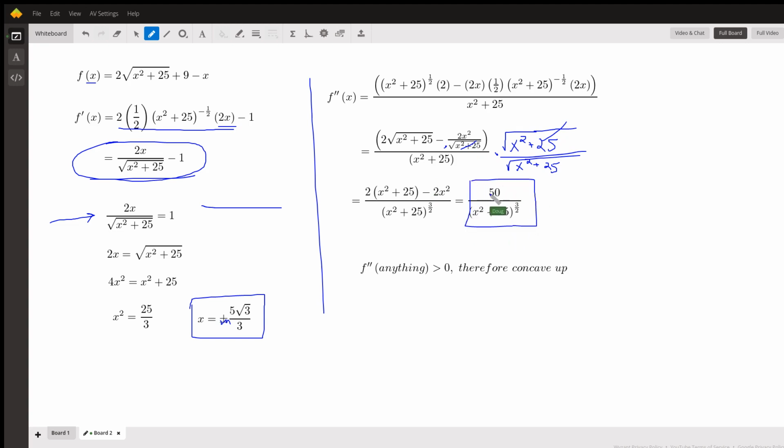And we make note of the fact that this is always positive. So if we substitute the critical number into the second derivative, this critical number right here, we're guaranteed to get a positive number. That means the curve is always concave up, which means that critical number creates a minimum value.